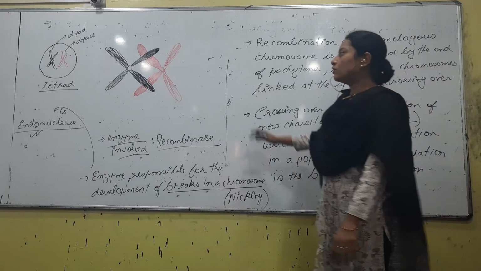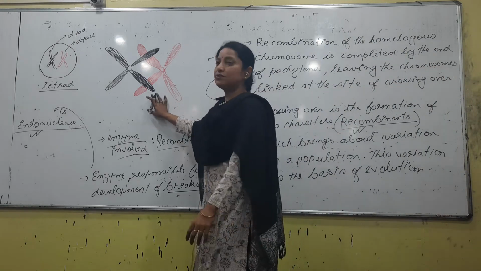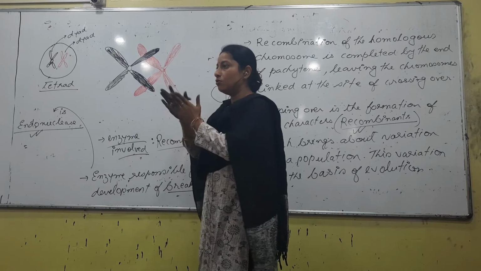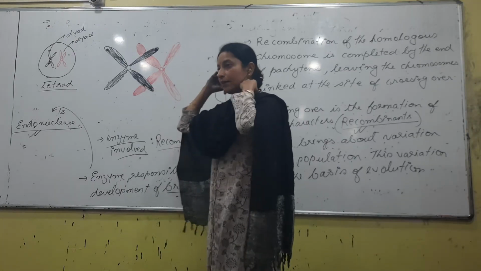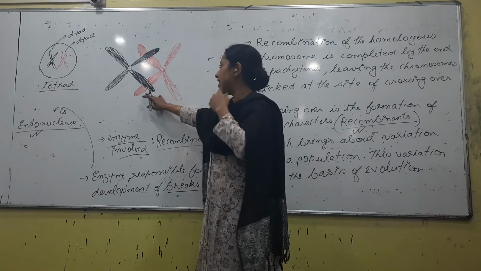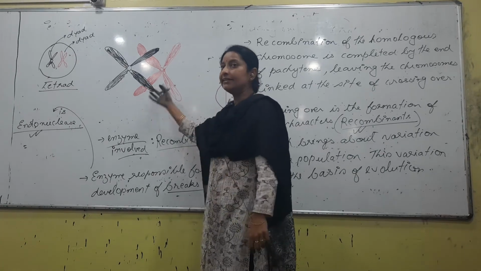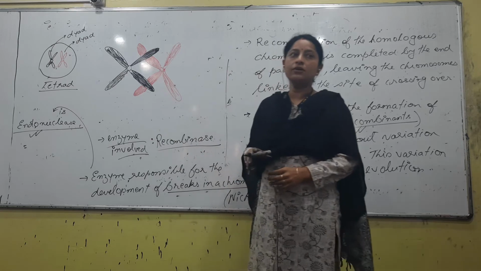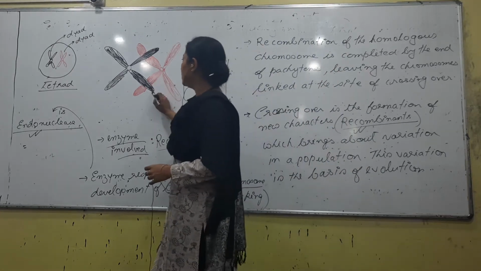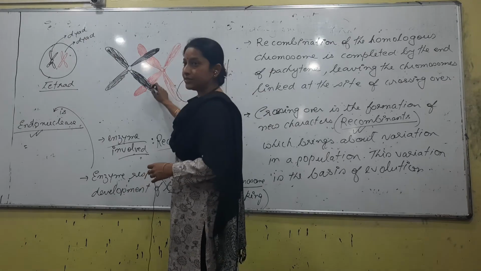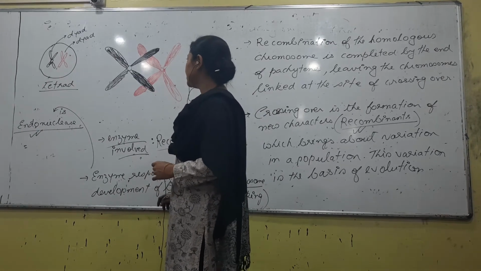So here we have not yet shown the exchange in crossing over. We have just shown that the two homologous or non-sister chromatids will overlap, no? They overlap and attach. The diagram in diplotene would talk about the exchange.